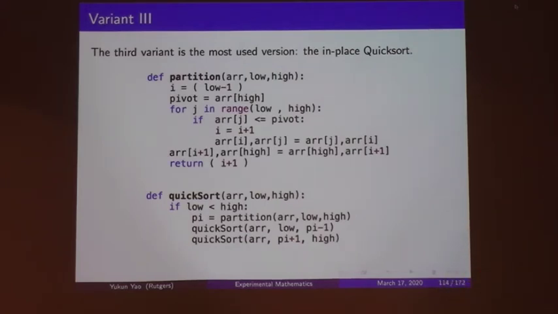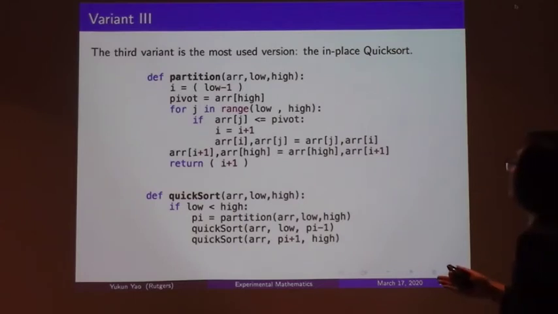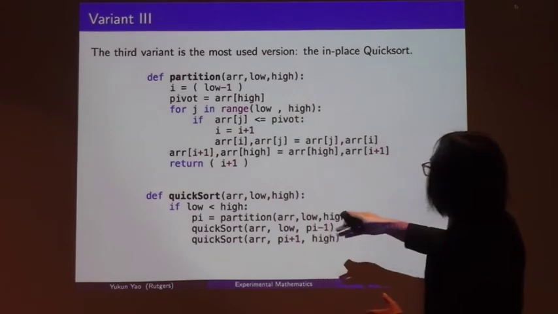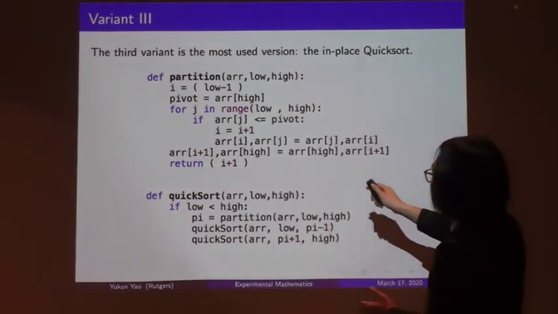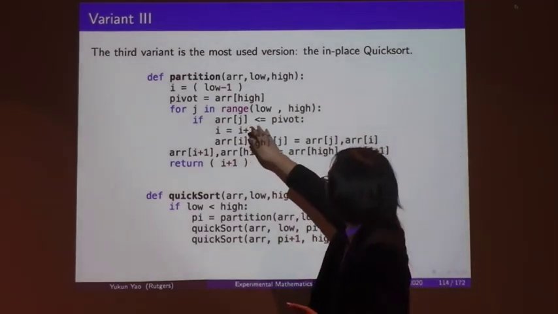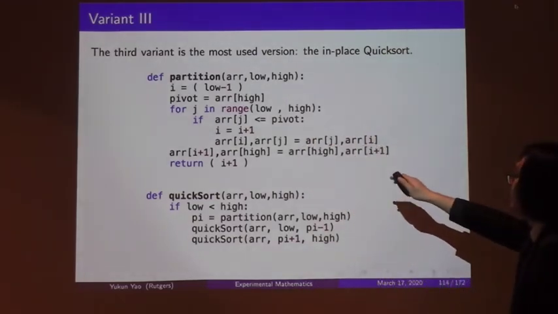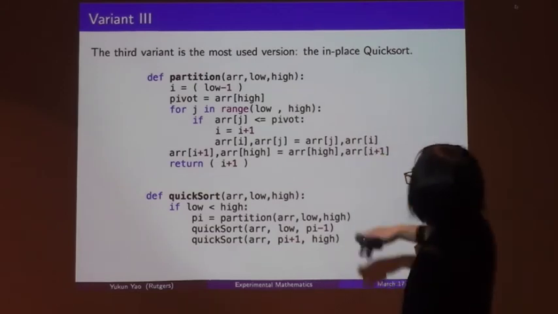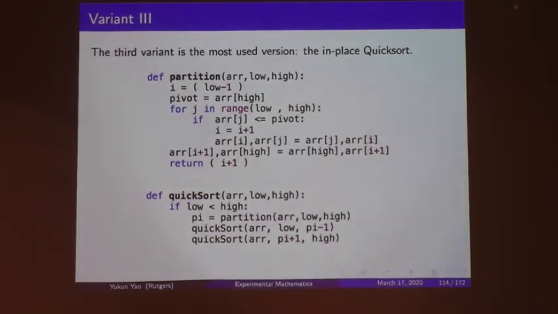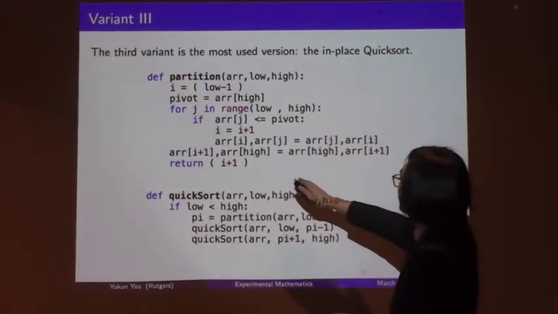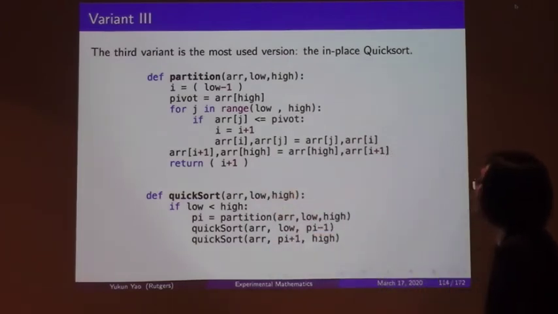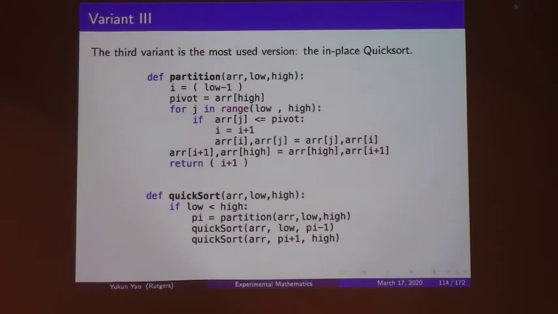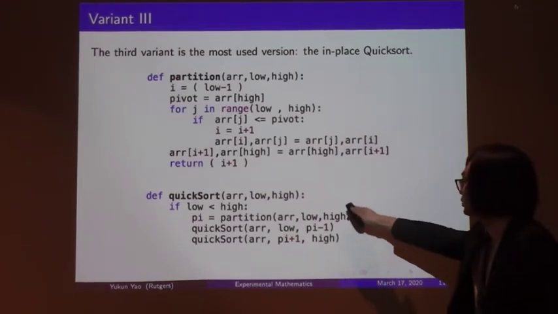So basically we need two pointers, i and j. The index starts from 1, so first i should be 0. Every time we find an element a of j which is no more than the pivot, we increment i by 1. Then in this step, we do the swap. And after the loop, we do the swap again, because the last one is the pivot. Then this step is just the recursion.